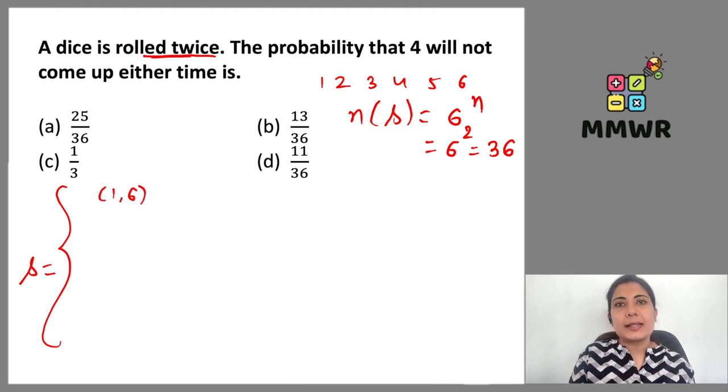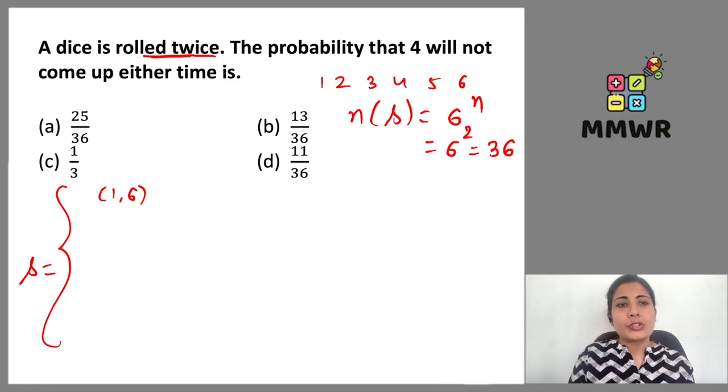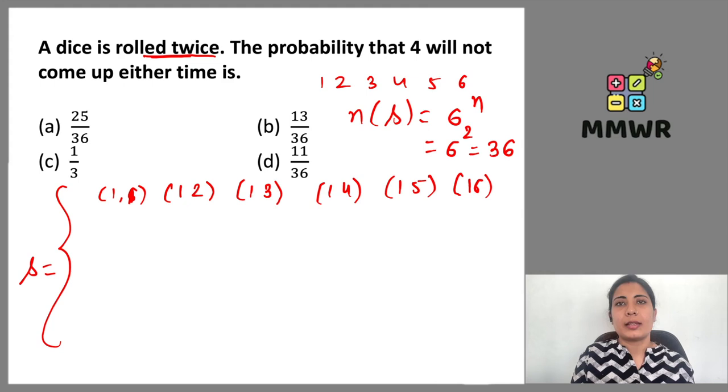1 के साथ में 6 आता है. पहले हम फर्स्ट वाले डाइस का रिजल्ट फिक्स कर देते हैं 1. सॉरी, 1 1 हो सकता है, 1 2, 1 के साथ 3 भी हो सकता है, 1 के साथ 4 भी आ सकता है, 1 के साथ 5 भी आ सकता है, 1 के साथ 6 भी आ सकता है.